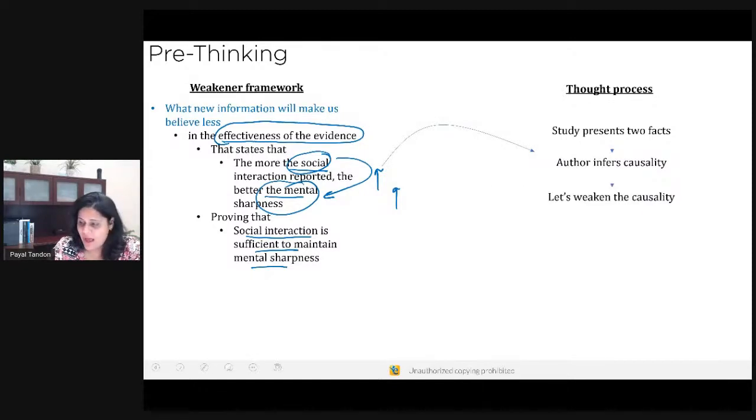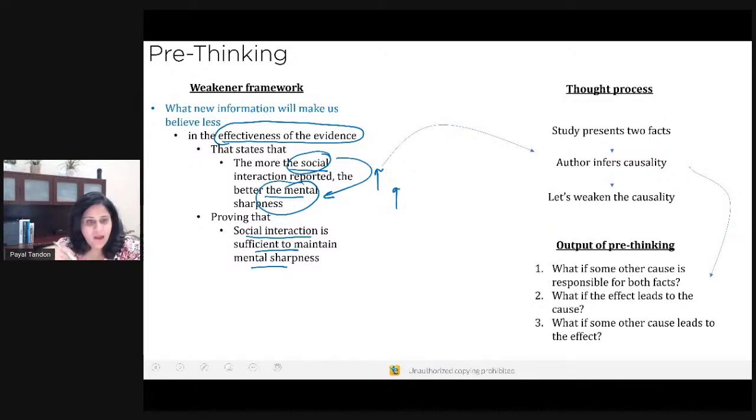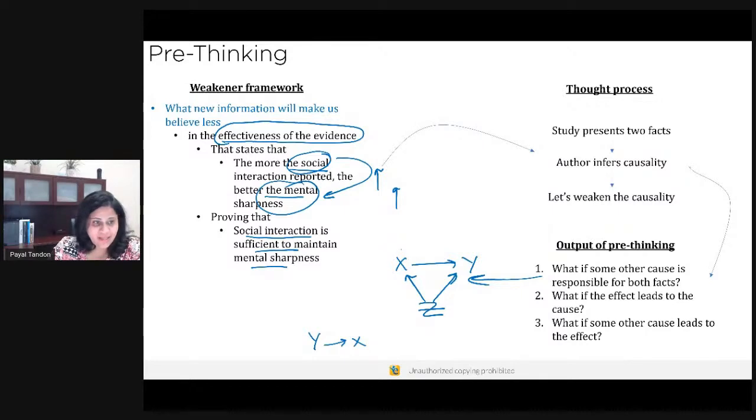Okay. Now, how is it that we can weaken that? This is a simple causality that we have to weaken, and there are set ways in which you can weaken a causality. One is, what if there is some other cause? Right now the author is saying that X leads to Y. What if there is some Z that leads to both X and Y, right? That is my pre-thinking number one. The other thing could be, what if Y leads to X? The causality is not that X leads to Y, it is actually Y leads to X. Or what you can have is that X stays here, but then there is something else that causes Y, right? So again, this is a typical way in which you can weaken a typical causal framework, right?